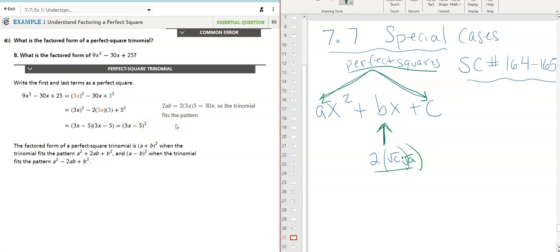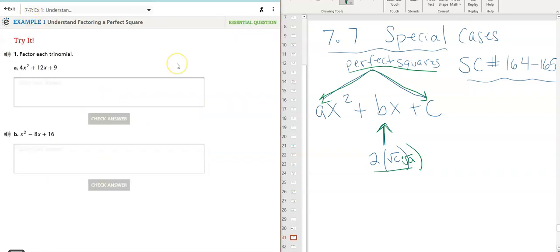The factored form of a perfect square trinomial is a plus b squared when the trinomial fits the pattern a squared plus 2ab plus b squared. And it'll be a minus b squared when the trinomial fits the pattern of a squared minus 2ab plus b squared. So you're going to take the information that we just went over and you're going to go ahead and try these right here. Can you find and factor this trinomial into perfect squares?